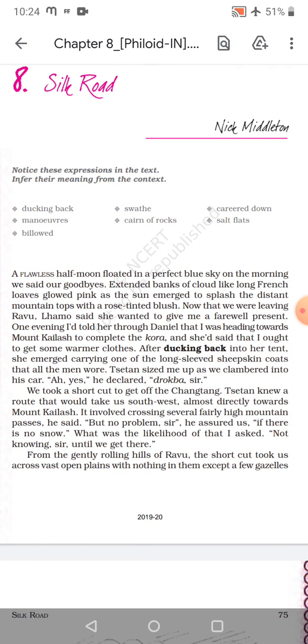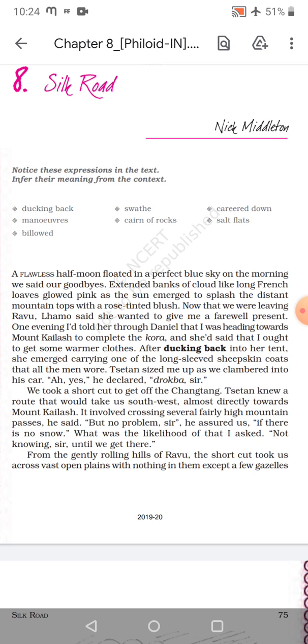A flawless half moon floated in a perfect blue sky on the morning we said our goodbyes. So the writer says when he started his journey in the morning, a flawless half moon, flawless means perfect half moon, floated in a perfect blue sky, a clean blue sky, and there was a perfect half moon, on the morning we said our goodbyes.